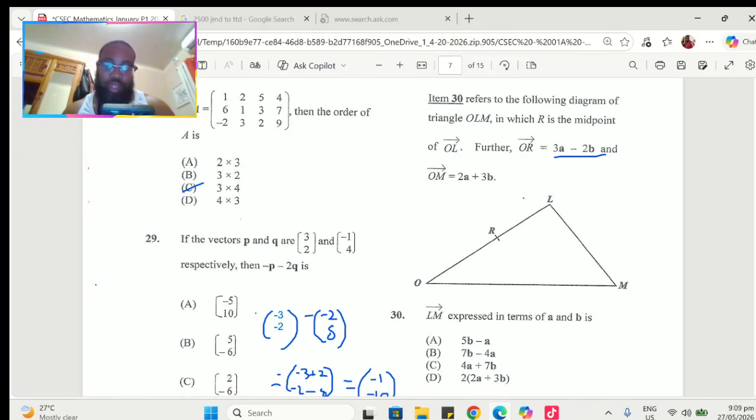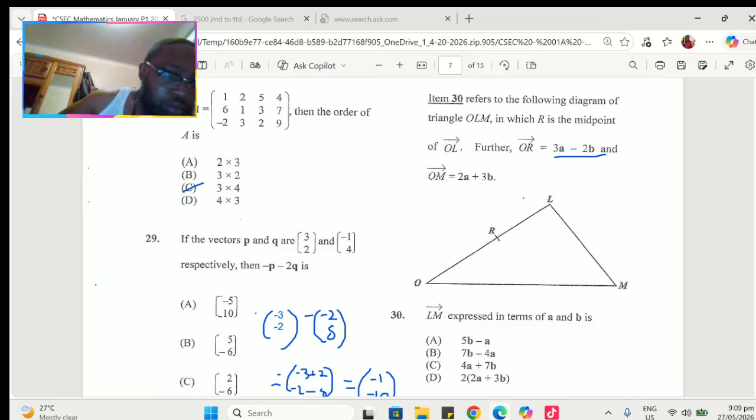Try it. Intuition. What intuition? I want more than intuition. Well, 1 minute and 30 seconds. Somebody say 2B minus 3A plus 2A plus 2B. Alright.